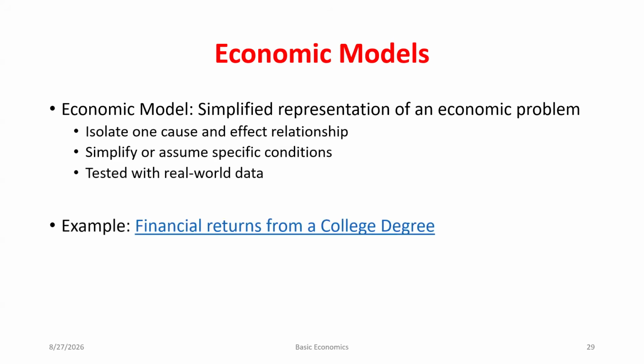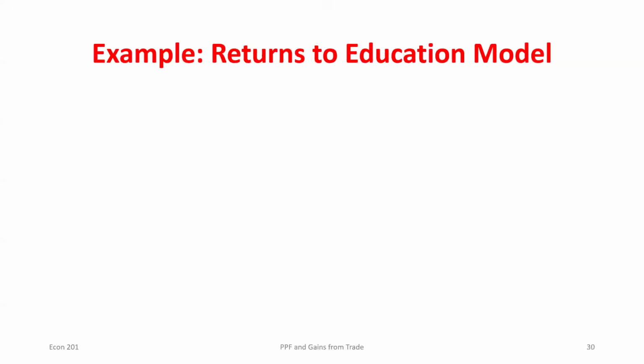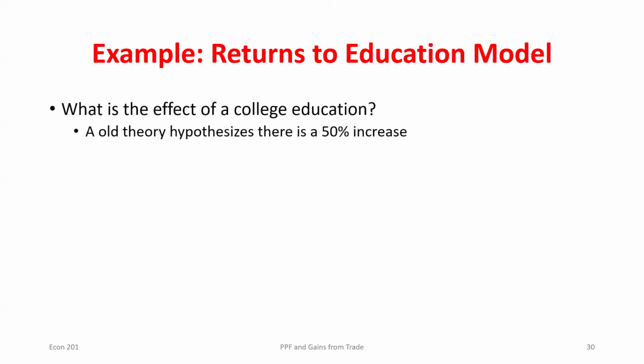So I have an example of what this would look like. I put up a link to some study, a mainstream media report of some work that was done. The example is from a paper on the returns to a college degree or college education. Let's say we have an older model that predicts that with a college degree, you can expect your earnings, once you're done, to go up by 50%. That's our theory. That's what our model predicts.